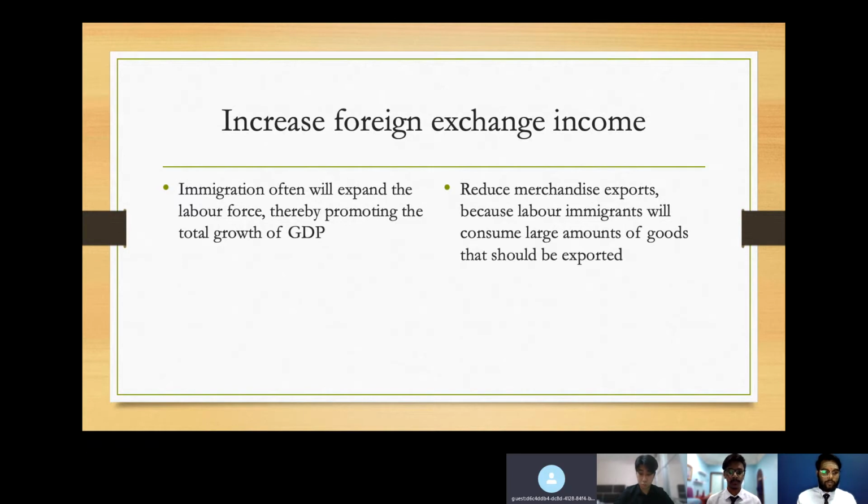And because all the labor migrants will inevitably have to consume in the local country, those commodities originally used for exporting will be consumed in the country as well. So as a result, developing countries will encourage their nationals to go out and work abroad, so that labor migrants will bring a lot of foreign exchange income back to the country and help them solve the problem of poverty. So that's all for me.